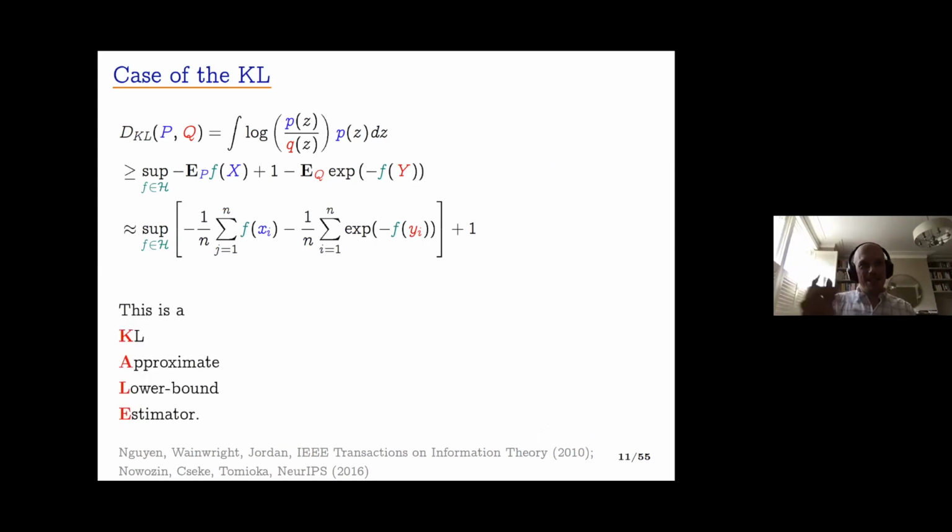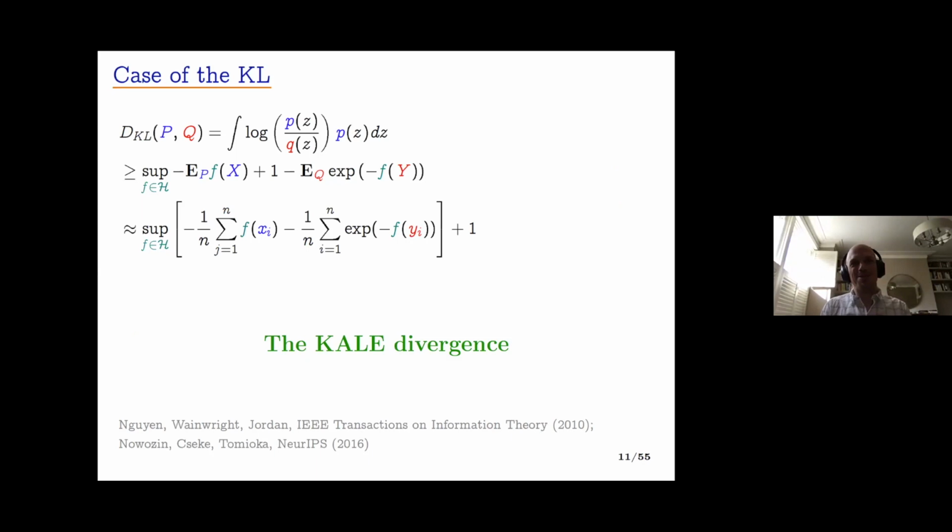Okay, so this in sum is a KL approximate lower bound estimator, which we're going to call the KL divergence. So one should be very careful not to confuse the two. And it's actually this variational lower bound which is what people are actually using in GANs. So let's see if our variational lower bound is better behaved than our original phi divergence.